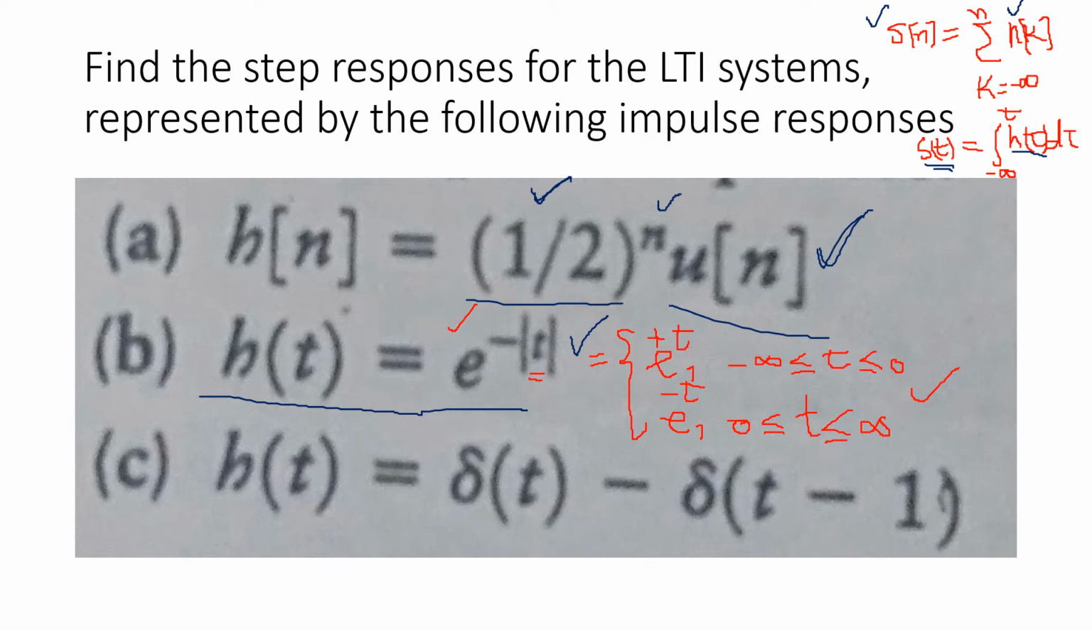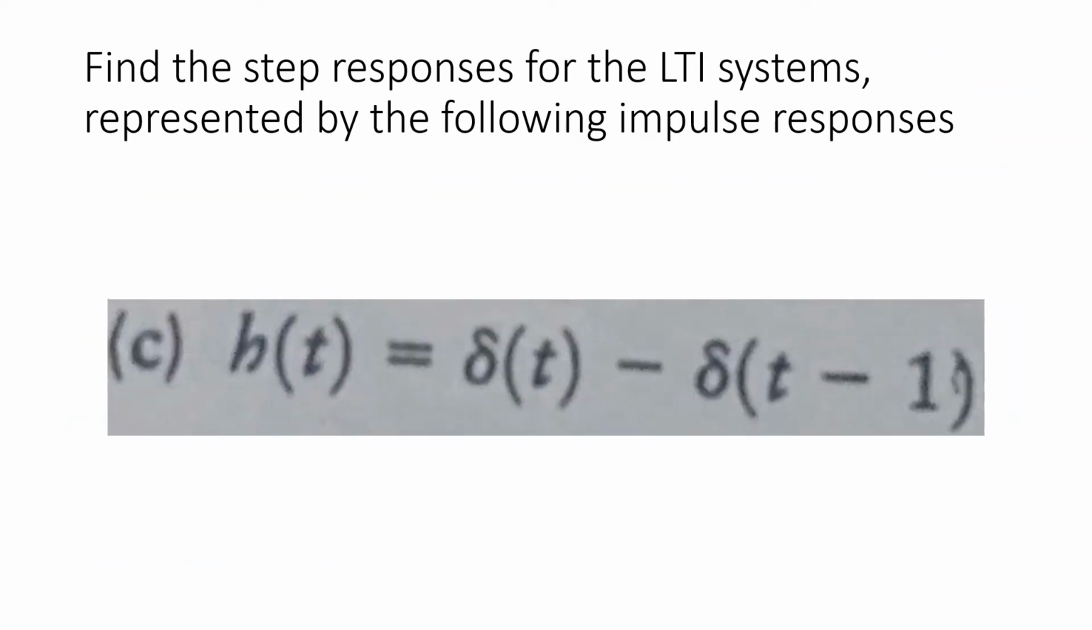The third response is again a continuous time response, and here h(t) equals impulse of t minus 1, unit shifted. You understand this minus is from the formula, so this is plus 1, and plus 1 indicates that this is delayed by an amount of 1 unit. So let's do this problem.